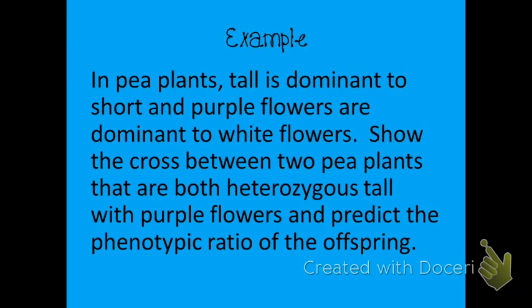Alright, so here's our example. Our example says, in pea plants, tall is dominant to short, and purple flowers are dominant to white flowers. It says, show the cross between two pea plants that are both heterozygous tall with purple flowers, and predict the phenotypic ratio of the offspring.